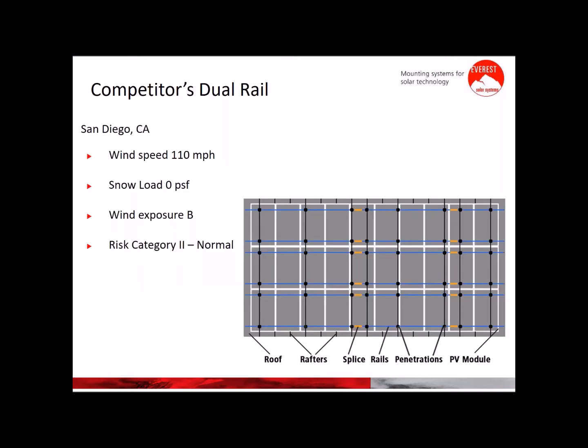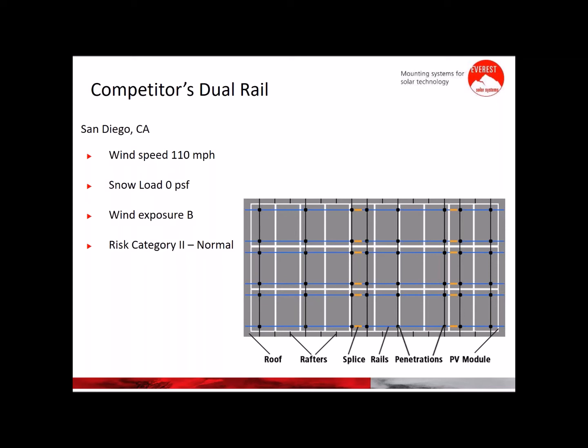So now we're going to do a comparison between dual rail and shared rail. First of all, let's identify every component in our roof. We have a roof, which is the gray rectangle. The rafters are the black lines that you can see at the bottom. The rails are the blue lines. The penetrations are the black dots.